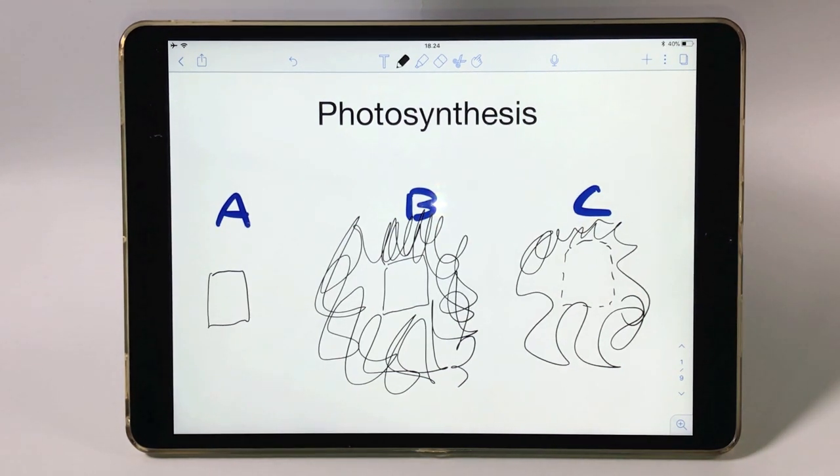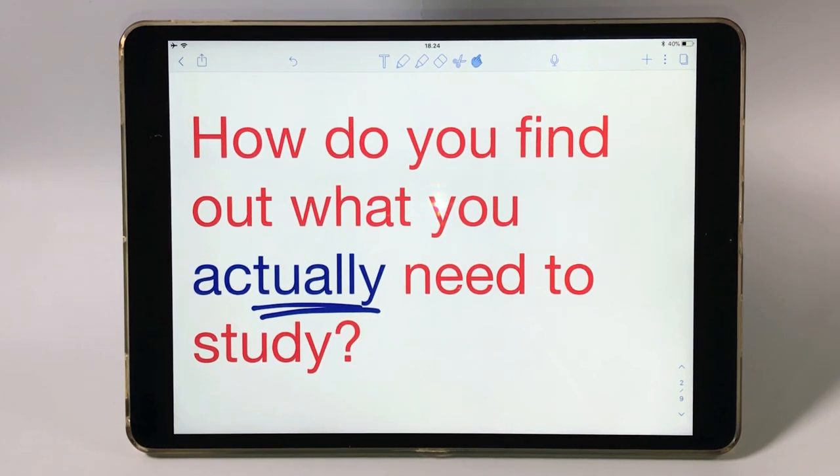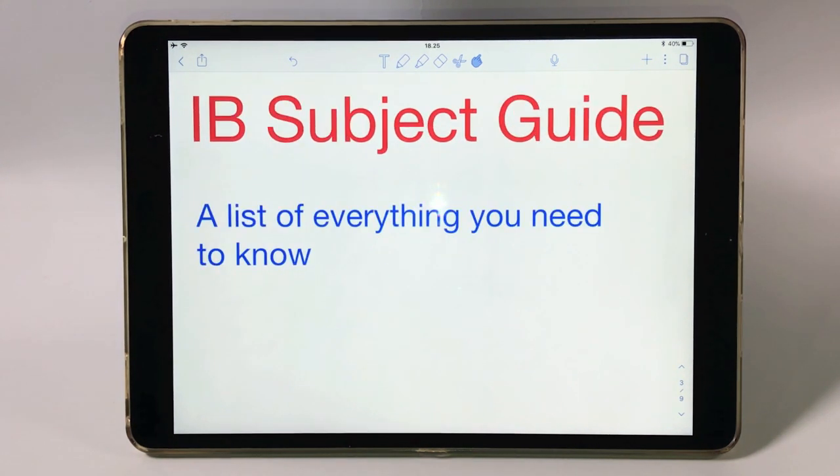So, it begs the question, how do you find out what you actually need to study? How do you cut out the unnecessary parts of your lesson and only focus on what's important? Well, the answer is quite simple. The IB subject guide. Literally, the IB subject guide is a list of everything you need to know. It literally tells you what you need to study. It tells you how much of a certain topic you need to study. It tells you the goal of studying a topic, and from that topic, what you can expect on your exam.